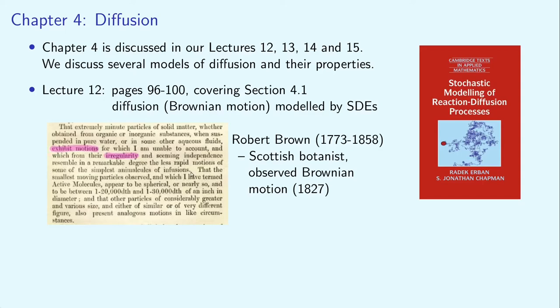I have highlighted in this quote that these motions are irregular, which could motivate our first model of diffusion, written in terms of stochastic differential equations. However, I should note that such a model can be derived from more detailed models of Brownian motion, which we will discuss in Chapter 8, which will be covered in our lectures at the end of our course. In Chapter 4, we will simply postulate this model as a description of Brownian motion and study its properties.